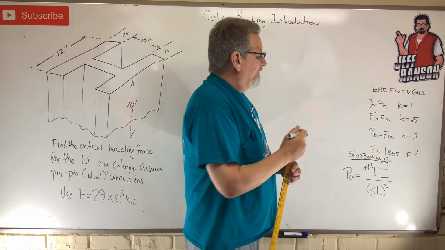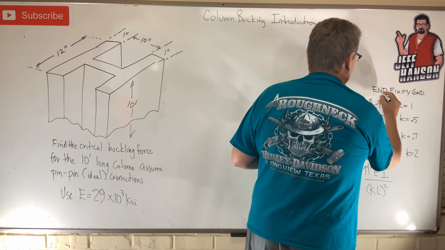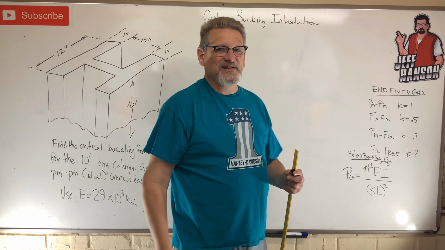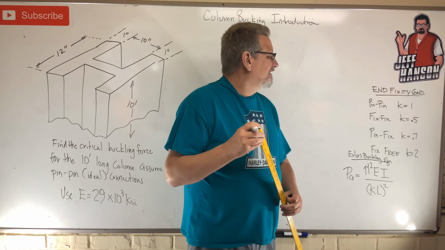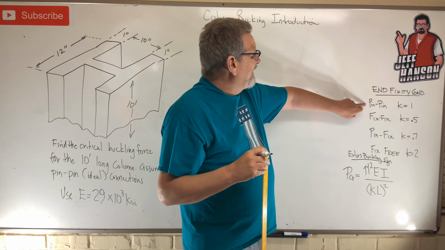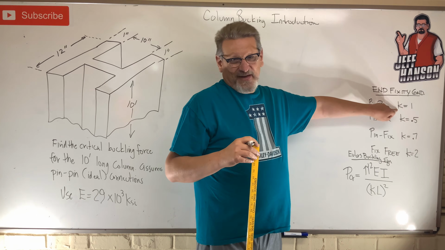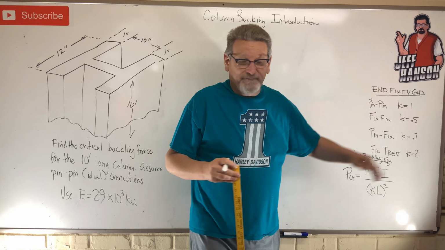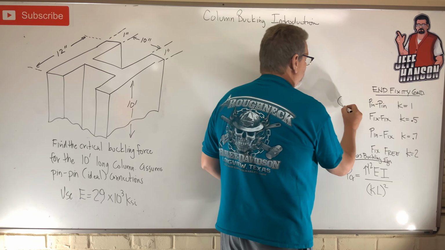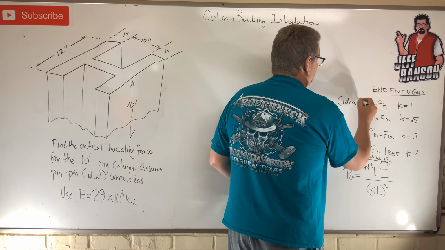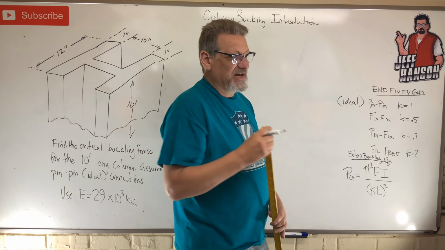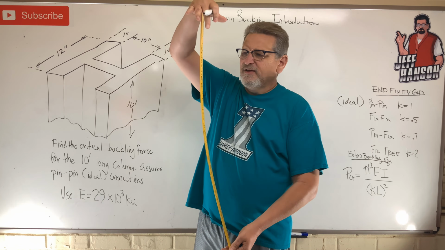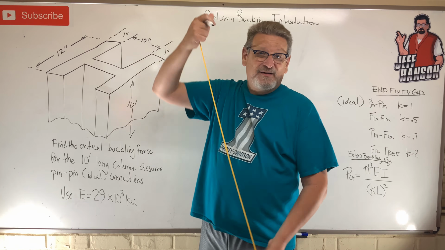Now, these are called the end fixity conditions. There's a new vocabulary word for you: the fixity conditions, how the ends are fixed. If it's pin, we have this K value, which is the end fixity condition, of 1. This is also called the ideal condition, so pin is ideal, and ideal means it's equal to 1. I'll show you what happens when we have that a little later on.